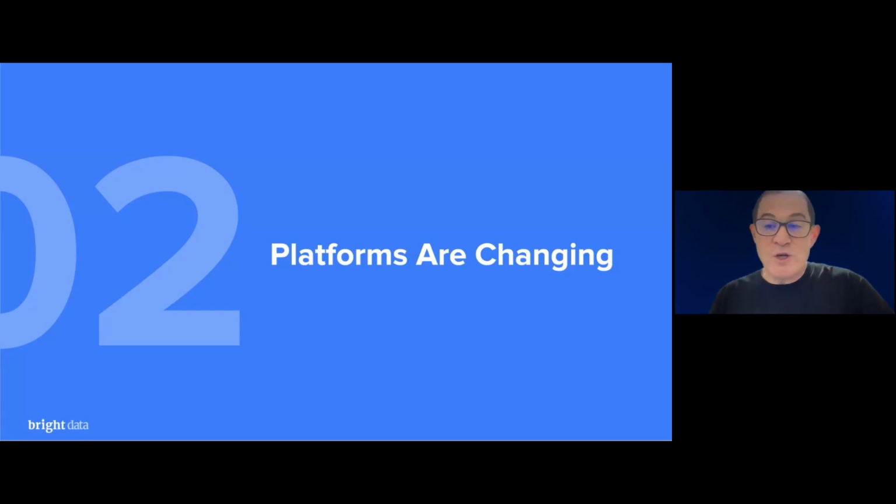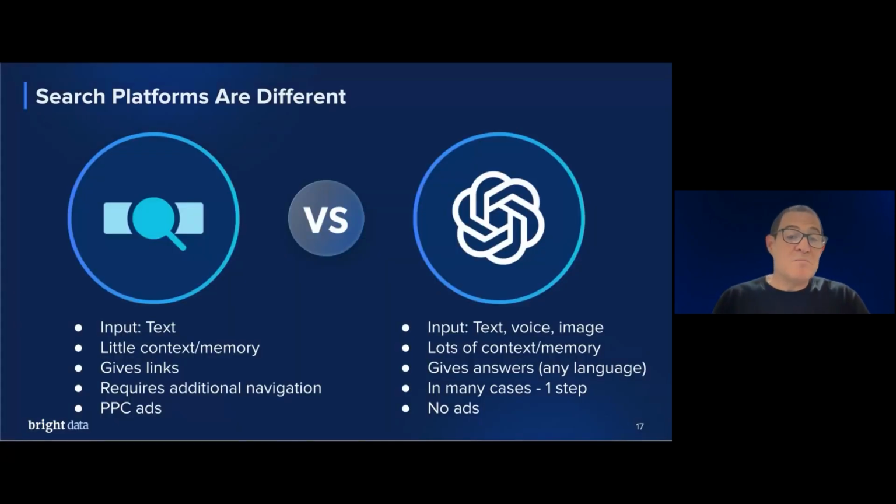So the platforms are changing. I think we talked about that. And clearly there's a big difference between search and AI. In search, you input text. In AI, you can input text, voice, as we saw in the video, in any language, or even image. You can take a photo of something and ask what it is or something like that. Not easy to do in search.